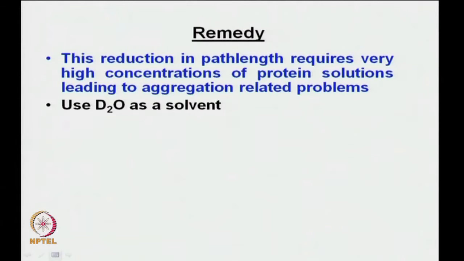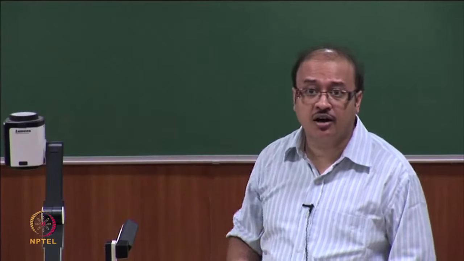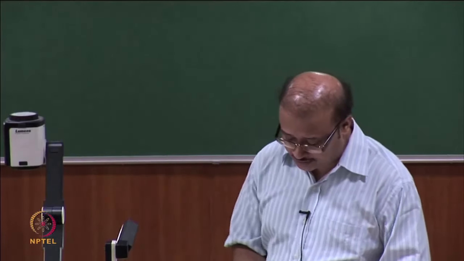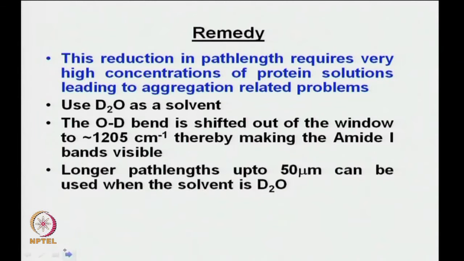So, then obviously, the remedy is, again, if you are doing transmission measurements, all these are talking about transmission measurements. I am not talking about any of these reflection measurements, that means on solid samples or pastes. All these are transmission IR measurements, FTIR measurements, I am talking about. So, you use D2O as a solvent, as you just said. The OD band is shifted out of the window to about 1205 centimeter inverse. This is the bending mode I am talking about, thereby making the amide 1 band visible, unmasked.